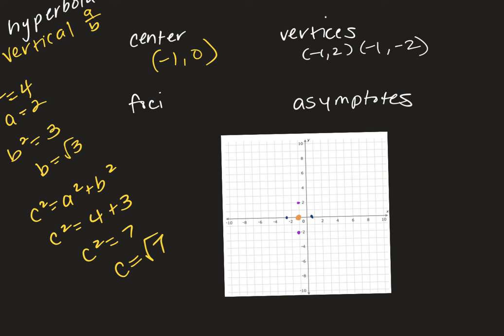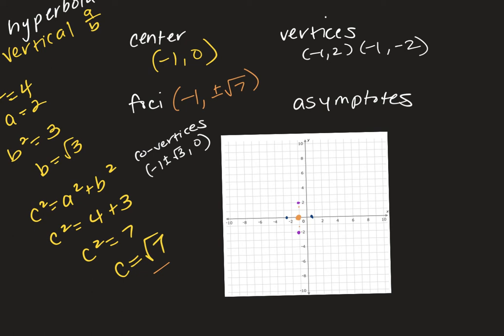If it gave me the line for co-vertices, I would add and subtract that square root 3 from the x coordinate of my center. So it would be negative 1 plus and minus square root 3. But I don't think this question gives the co-vertices and the vertices. It's just 1. For the foci, I'm going to go up and down, because again, it's vertical, the square root 7. So it's negative 1 and plus and minus square root 7. I don't need to graph it, but it would be on there.